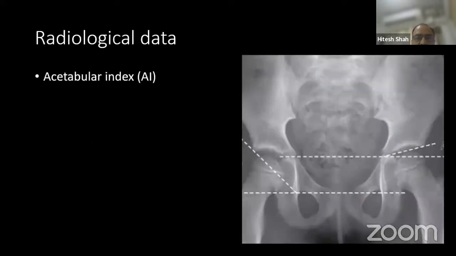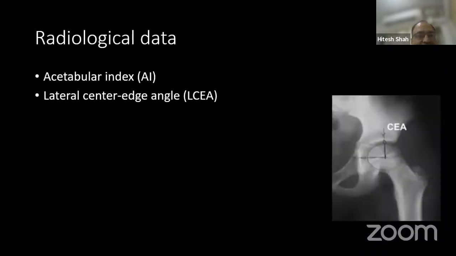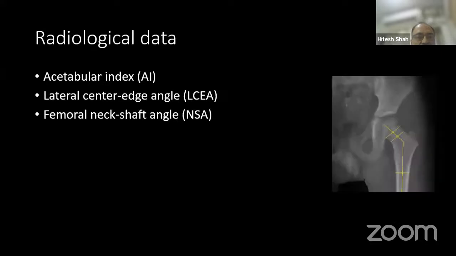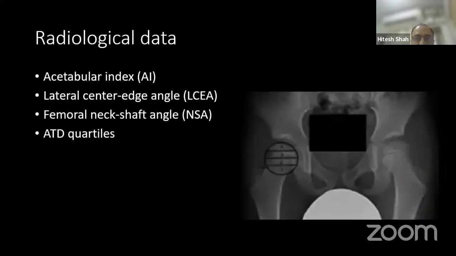For the radiological evaluation, we evaluated the acetabular index, the C angle on the AP view, the neck shaft angle, and the articular trochanteric distance. Because all the X-rays came from various different centers, we don't know the actual measurement, so all the JPEG images were converted into DICOM images. So the ATD quartile has been done. What is that? The femoral head is divided into 4 parts, 1, 2, 3, 4, with the lowest part being 1, in equal divisions. And where the tip of the trochanter passes, whether it is in zone 1, zone 2, zone 3, or zone 4.